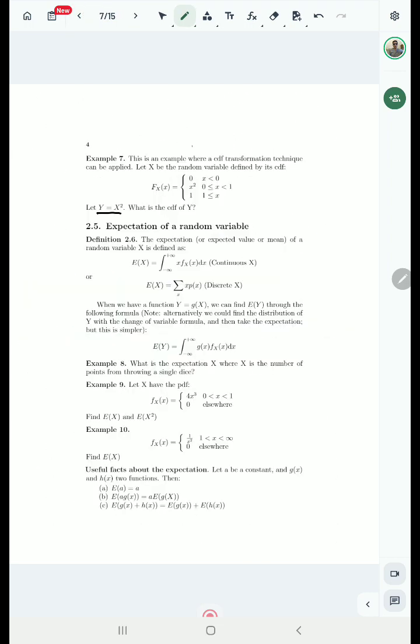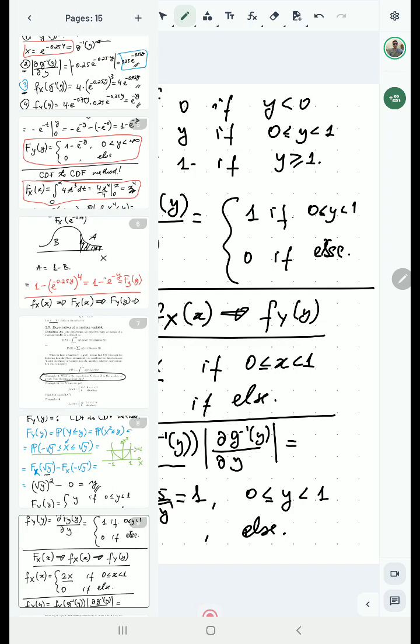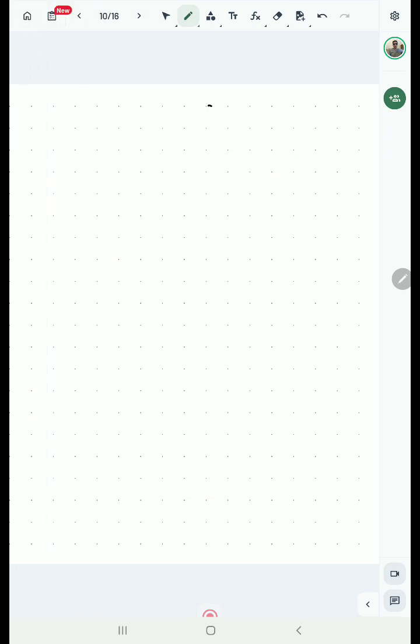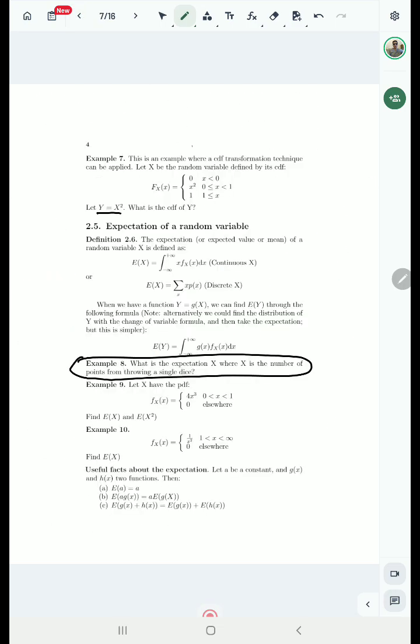Now what else? So here we talked about expectations. Example 8. Example 8 is asking you to find what? Expectation of x, where x is the number of points from throwing a single dice.